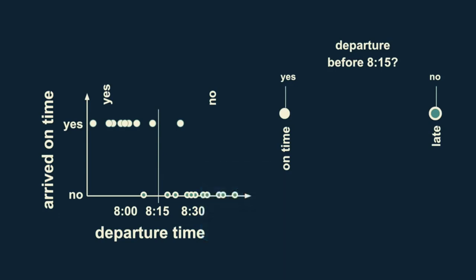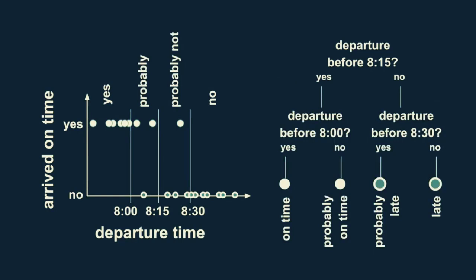We can refine our estimate of punctuality by subdividing both the before 8:15 and the after 8:15 branches. If we add additional decision boundaries at 8 o'clock and 8:30, then we can divide up our arrival estimate more fully. Those before 8 o'clock are confidently on time. Those between 8 and 8:15 are probably on time, but not guaranteed to be so.